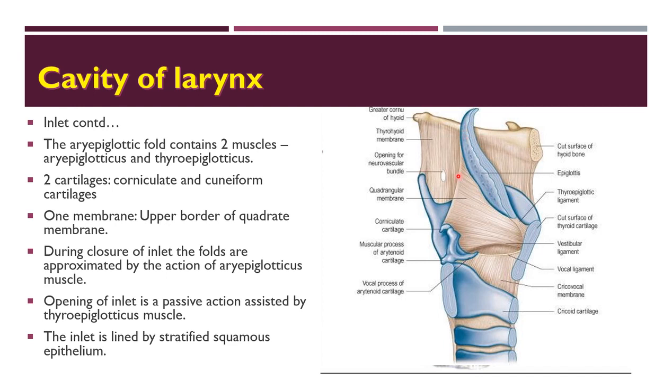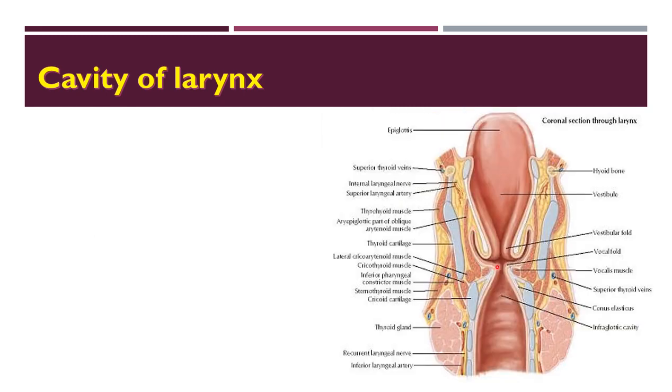So now from the inlet, as you go downward, you enter into the cavity of the larynx. So now you are able to see the cavity of the larynx. Of course, here you are seeing only the anterior wall. This is actually a coronal section. It is divided into the following three parts.